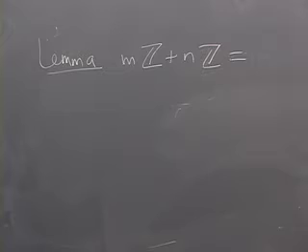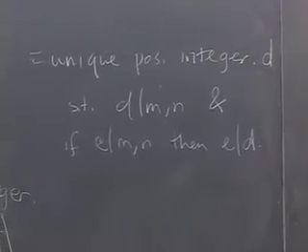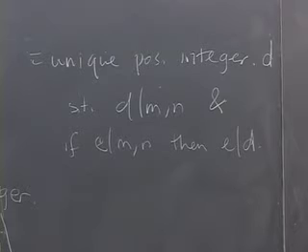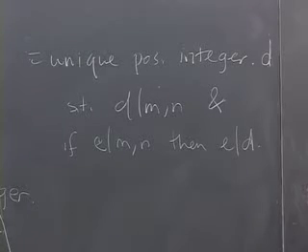Sorry, what's the question? Oh, a unique positive integer d such that d divides m and n, and if you have another common divisor, then it divides the greatest common divisor. So it's just talking about the division structure of the thing.